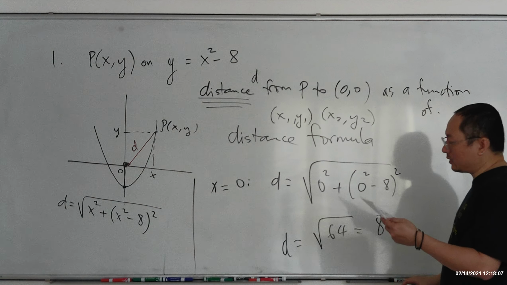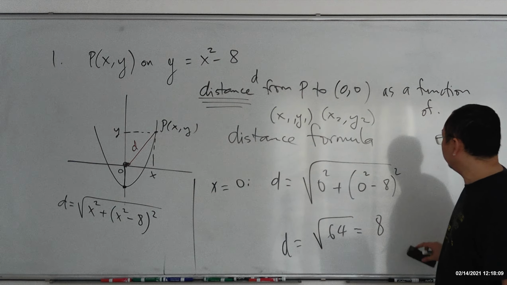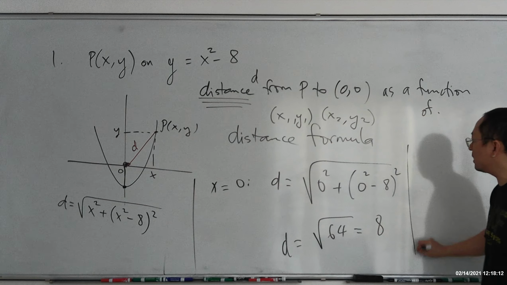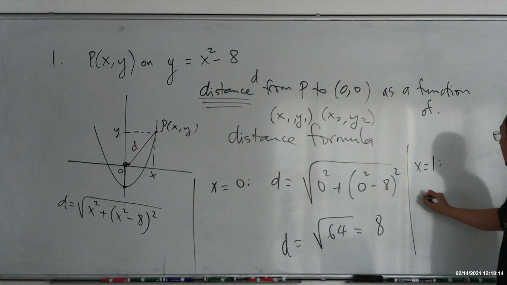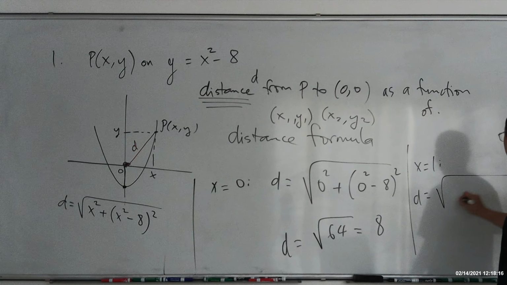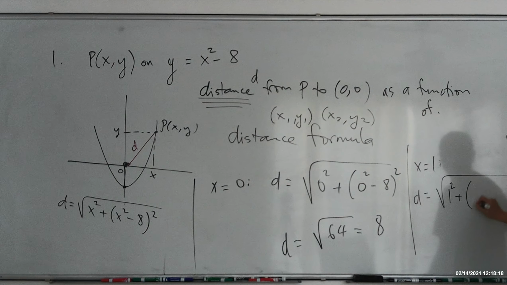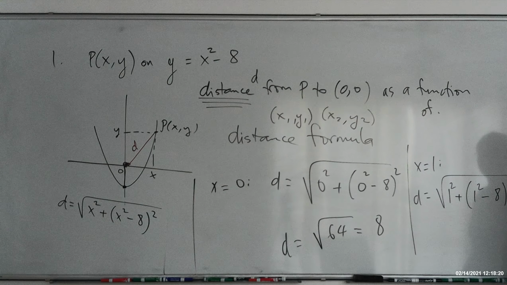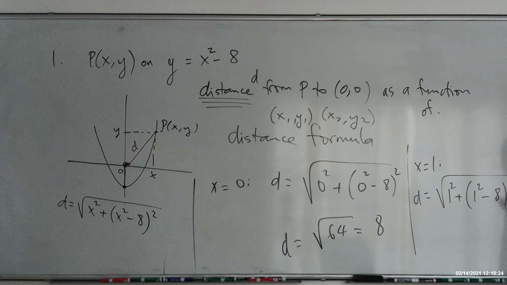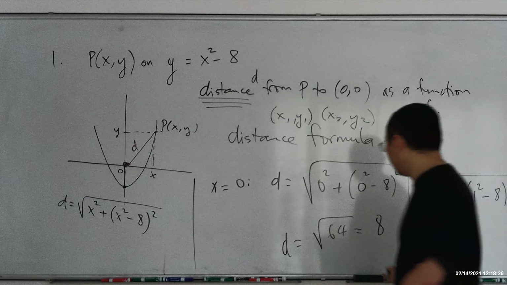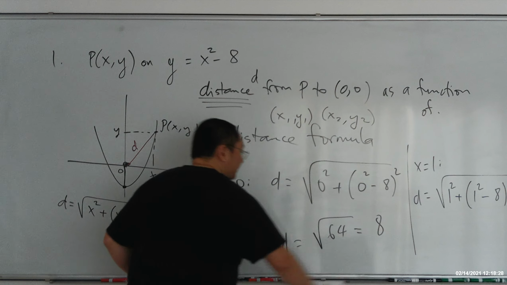And next question, what is d when x equals 1? Well, you do the exact same thing. Just plug in x equal to 1. You got d is equal to square root of 1 squared plus 1 squared minus 8, everything squared. And then I'll let you calculate this. Okay, this is 49, 50, square root of 50. Okay, I'll let you calculate it.